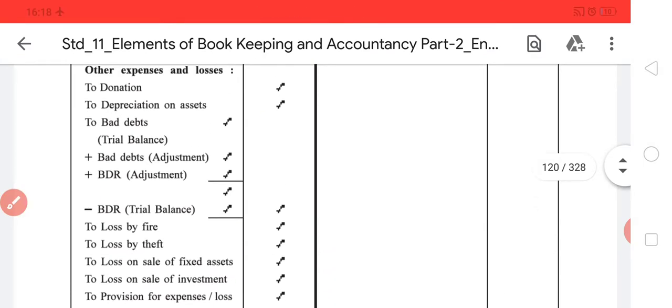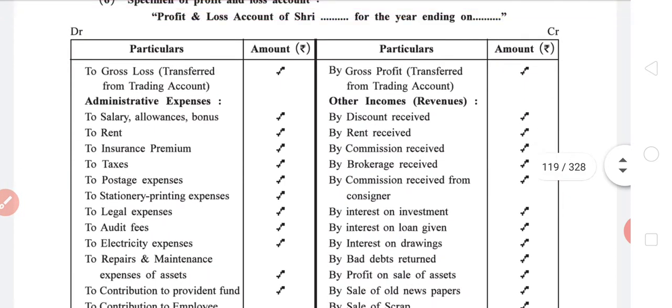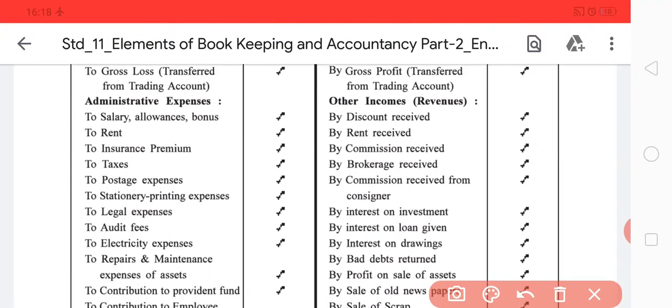Now let's see the credit side. On the credit side, that means income of the business. As you know, gross profit which we received from trading account needs to be transferred, so that credit balance will come to the credit side of profit and loss account by gross profit transferred from trading account.